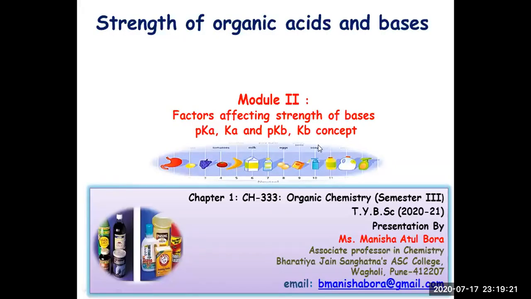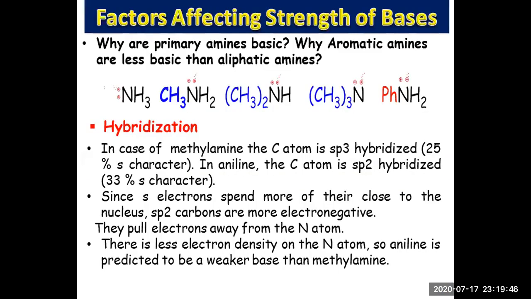So welcome back, students, and here we are going to talk about module 2 in strengths of acids and bases. Here in this module we are going to talk about factors affecting strength of bases and the various relations of pKa and pKb. In the last module we have already discussed the factors affecting strengths of acids. So let us go for the strength of bases.